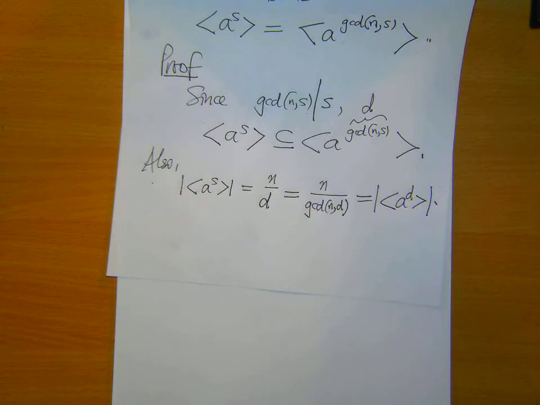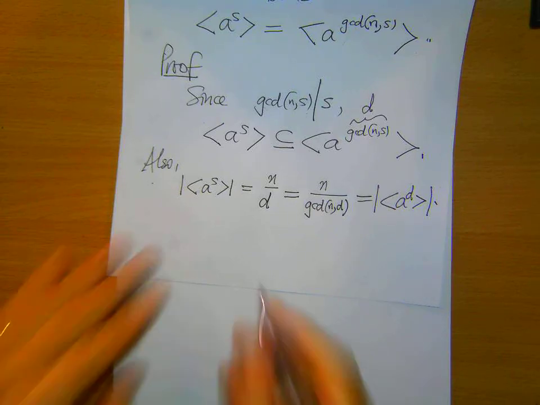Just using the formula again. So what we've got is the number of elements in the left-hand set is actually the same as the number of elements in the right-hand set, so they must be equal. If you've got two finite sets, one of which is a subset of the other, both with the same number of elements, they must be equal.